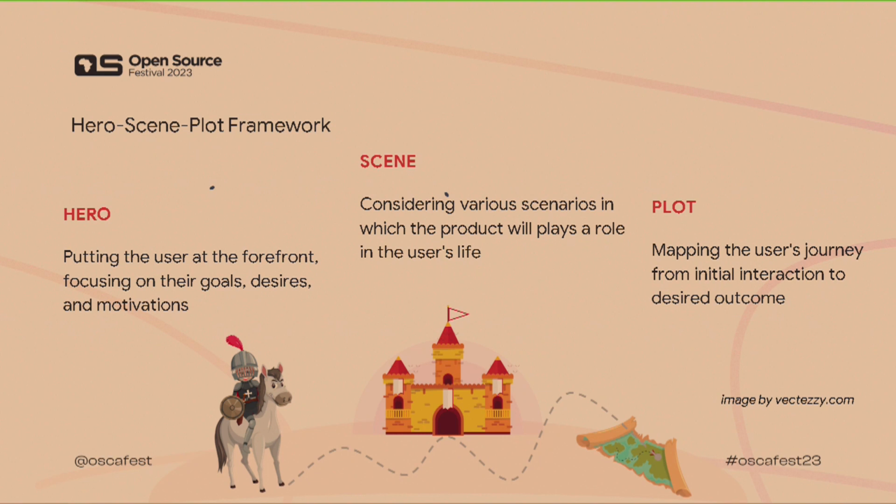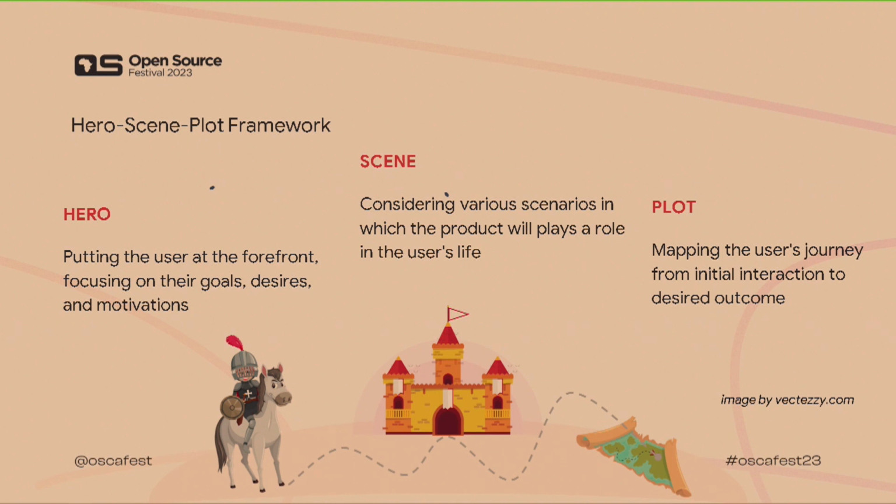The next part of this framework is the scene. This considers various scenarios in which the product will play a role in the user's life. In this part, you want to talk about the different life scenarios that the product or solution will be infused into. There are many, and you have to think about all of them. It helps you understand that in actuality, your product is not the star of the show. It's actually just a side character in this adventure. And again, in UI UX design, we have storyboarding and user journeys to visualize the step-by-step process and the different ways that this solution can play a pivotal role in your user's life.